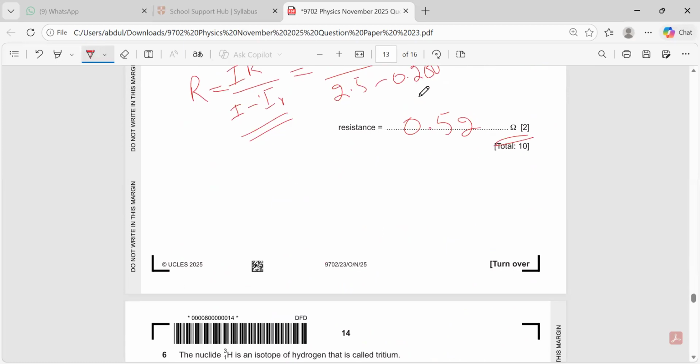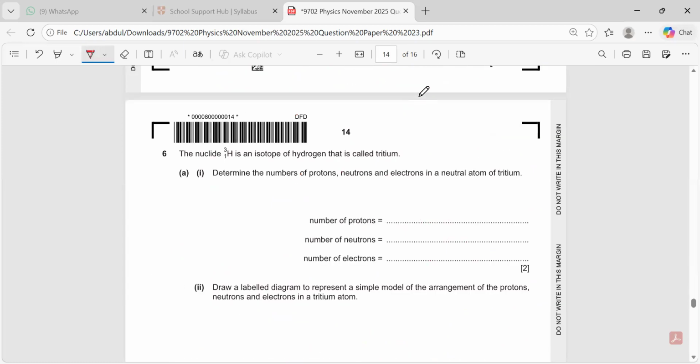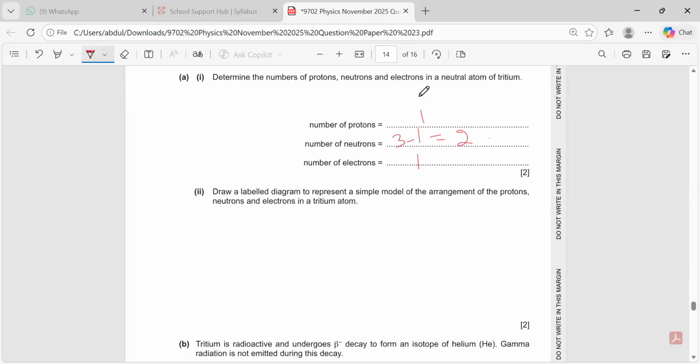Now, next question. The nuclide 1H3, an isotope of hydrogen, is called tritium. Tritium 1H3. Determine the number of protons, neutrons, and electrons. This is protons 1, electrons 1, neutrons 3 minus 1, so that is equal to 2. Straightforward. Then draw a labeled diagram to represent what?